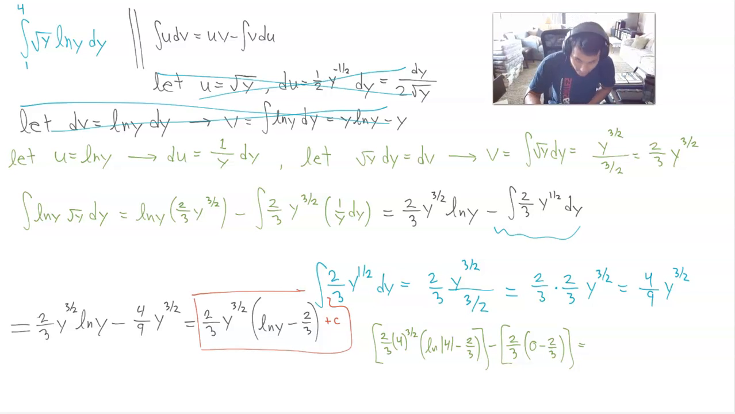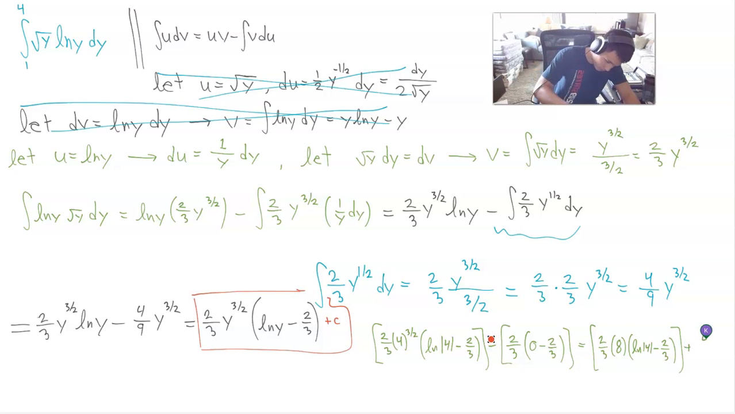Okay, so let's write down the answer. So we have 2/3 times 8, and then ln 4 minus 2/3, minus what? And this is 2/3 times negative 2/3. So this will become negative 4/3, but times negative 1, which is plus 4/9.